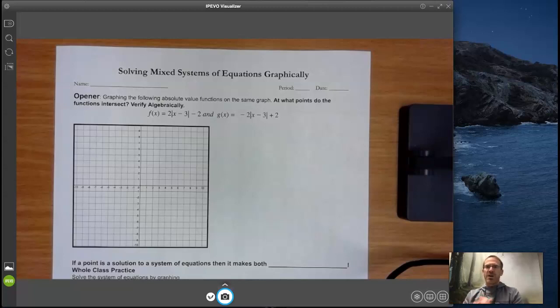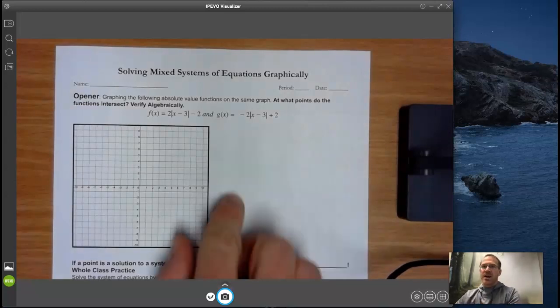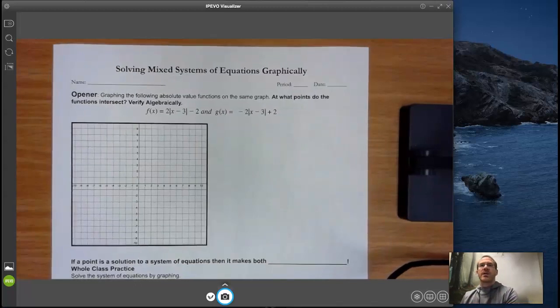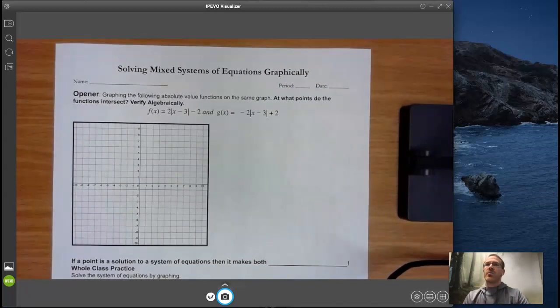So here's what I would like you to do. We have an opener here. You're given 2 absolute value functions. I would like you to graph those functions, determine what points they intersect if they do intersect, and then verify your solutions algebraically. So once again, do all that work. You can do your verification out here in this blank space to the right. Go ahead and pause the video, complete the opener, and then turn it back on, and we'll see how you did.